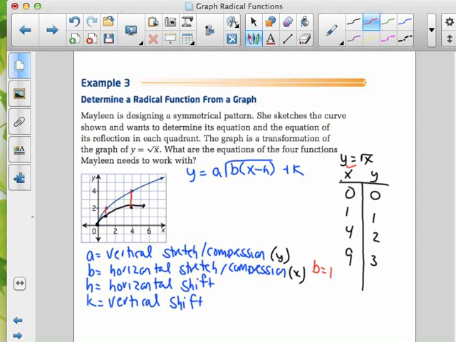How about a? All right, well, the a values aren't the same. All right, so let's compare here, our y values aren't the same. So we still have 0, but instead of being at 1, we're at 2, right? This is the point 1, 2. Instead of at 2, we're at 4. This is the point 4, 4. So notice you can see that the new y values, the y values for the graph that's shown, are twice as much. So that means that our a is 2.